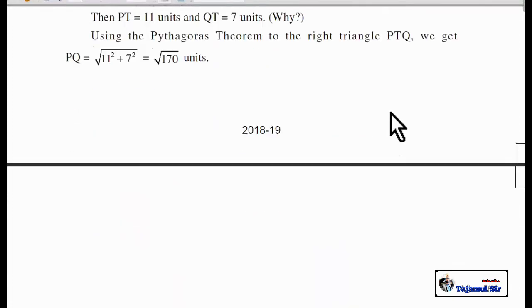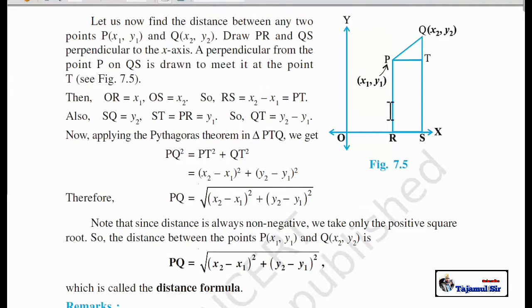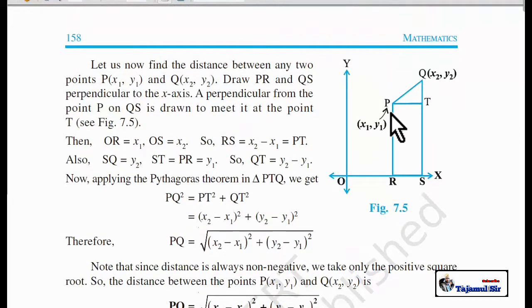So when we use this distance formula, we can easily find the distance between two points, that is equal to under root of (x2 minus x1) square plus (y2 minus y1) square.